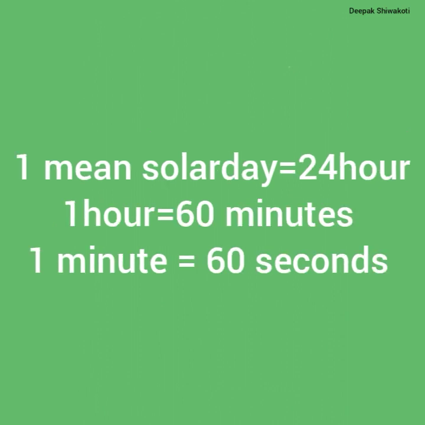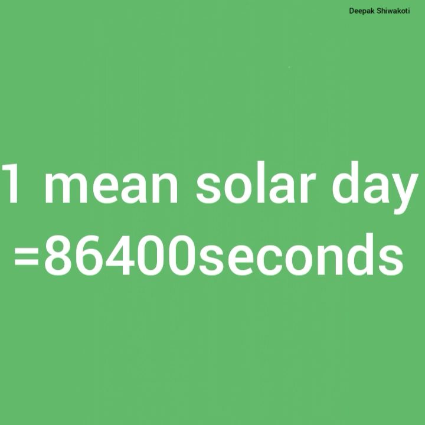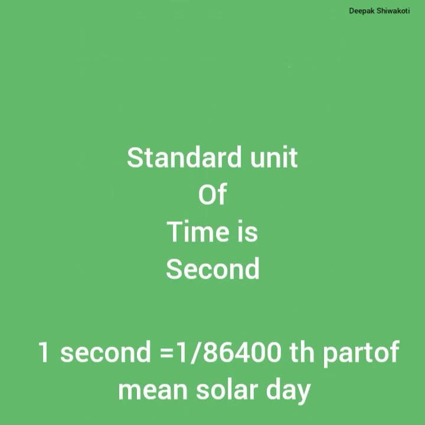1 hour is further divided into 60 equal parts called minutes. 1 minute is further divided into 60 equal parts called seconds. These are simple things to remember. There are 86,400 seconds in one mean solar day, and second is considered as the standard unit of time and is equal to 1 by 86,400th part of mean solar day.